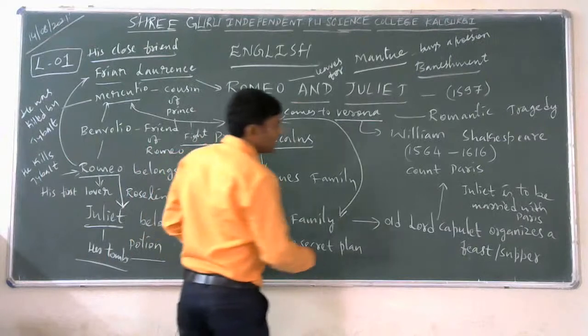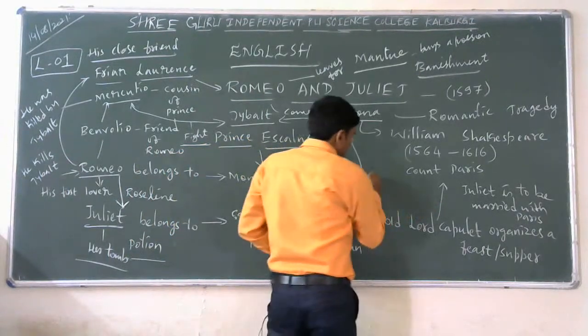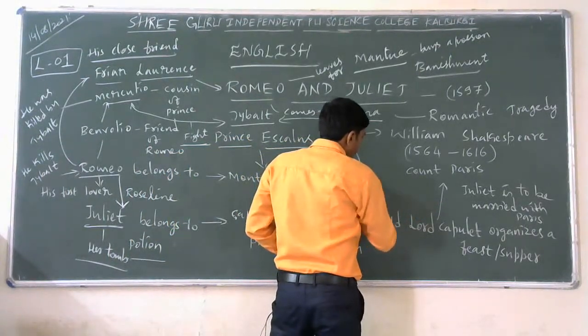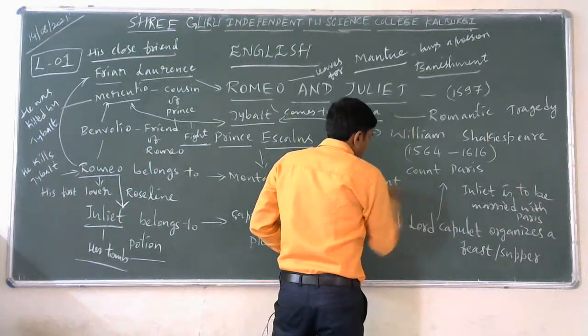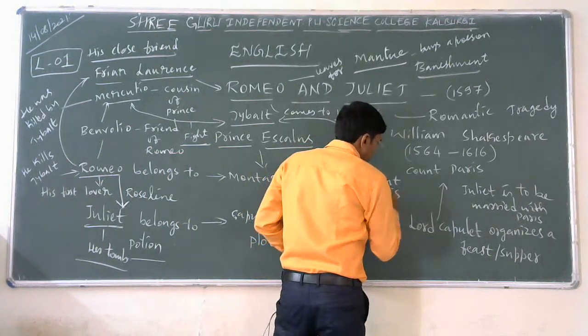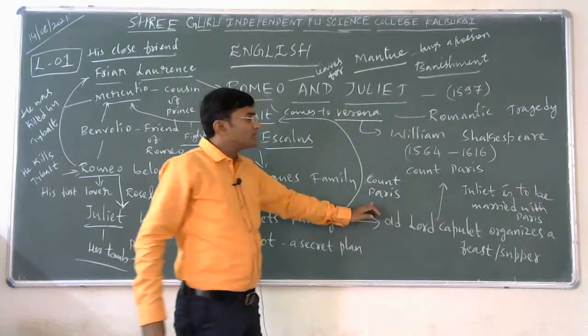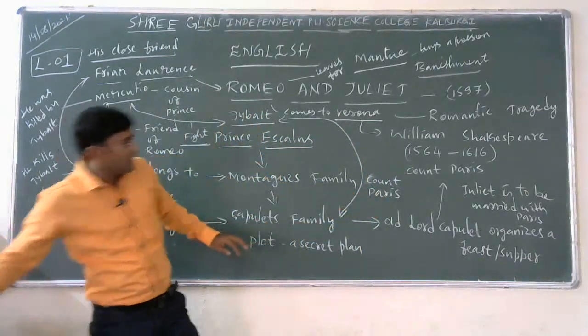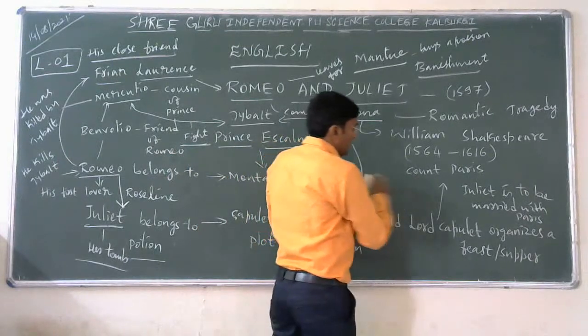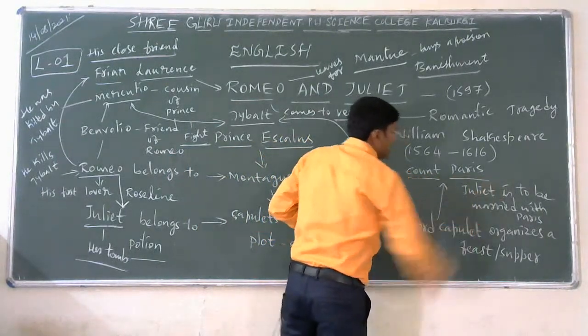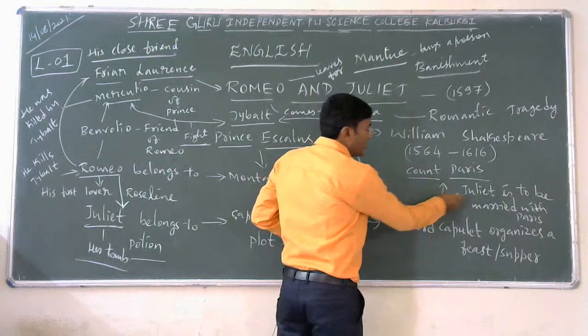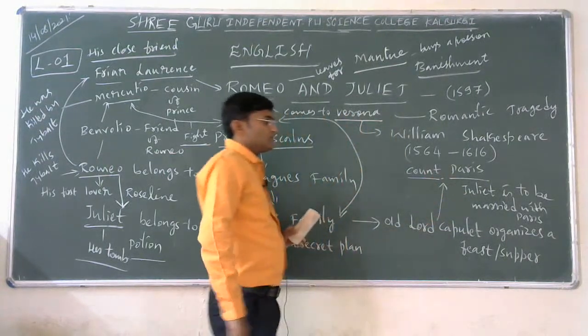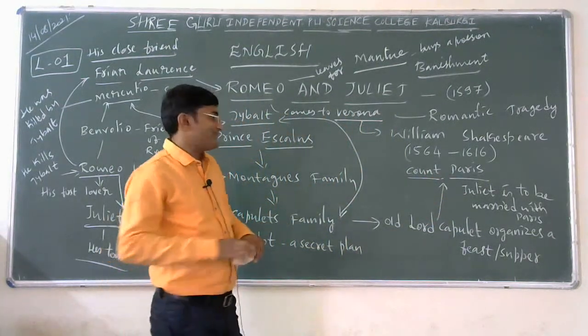Who is that? Count Paris, with whom Juliet was supposed to be. Count Paris, it is written already here. Count Paris, with whom Juliet was to be married. Okay.